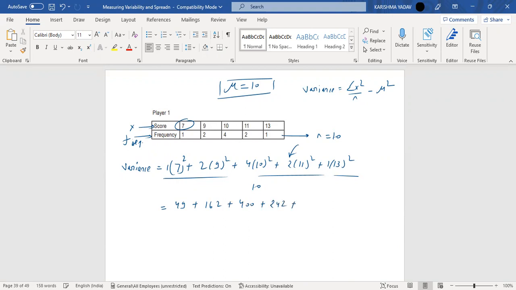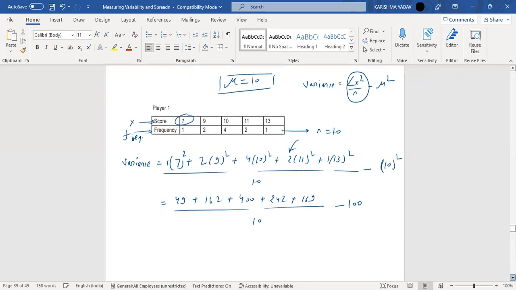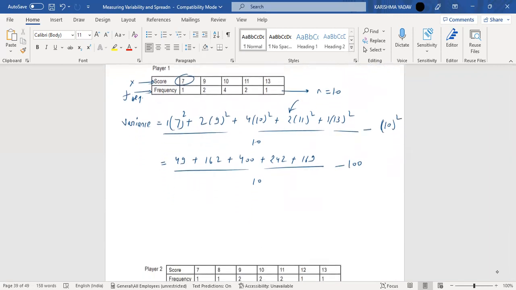If there is any calculation mistake, just sort it out by yourself. Divided by 10. Now this is my part, sigma x squared divided by n. We have to subtract the mean's square from it, that is 10 square, so minus 100. So this is the calculation for the variance that we are performing here. Now let's take the sum of all these values. What will be the sum of these values?